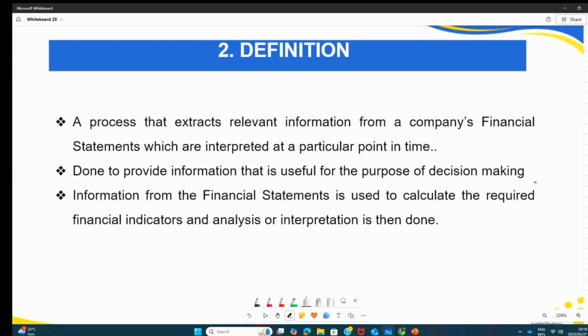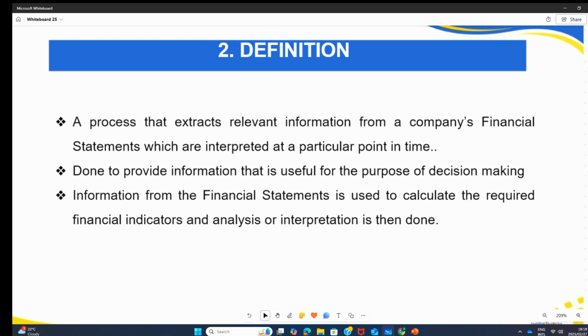Now, when we look at this analysis and interpretation, you will find that with the financial statements that we are going to be using, we first need to calculate our financial indicators. That's the first step that we need to do. It is to calculate our financial indicators. We're going to be looking at these financial indicators in detail further on in the presentation. Now, after we have calculated these financial indicators, we are then able to analyze and interpret what we are getting from the results that we have calculated.